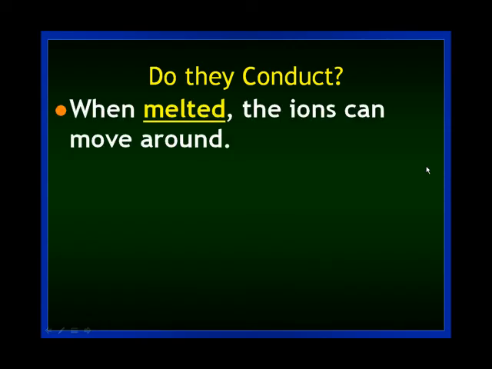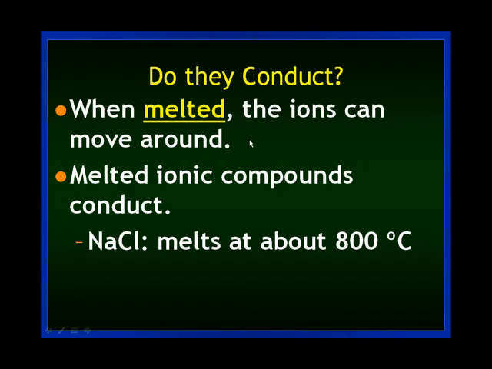When it's melted, the ions can move around. Okay, so melted is also called molten, or sometimes you might see it referred to as the molten state. And then your ions are moving around because you have it as a liquid. And so if you try to melt table salt, salt melts at about 800 degrees Celsius. And once it's been melted, it will conduct the electricity.